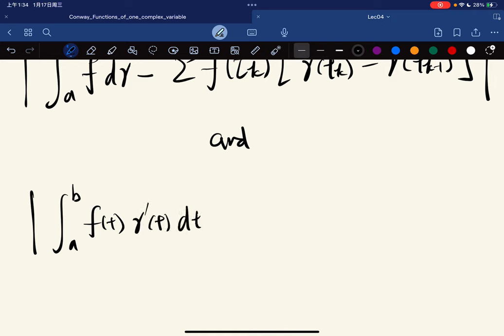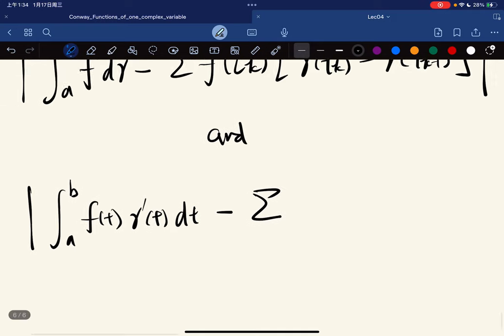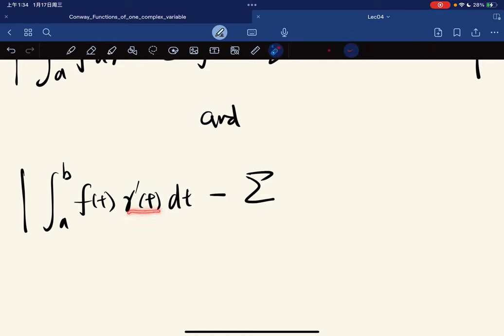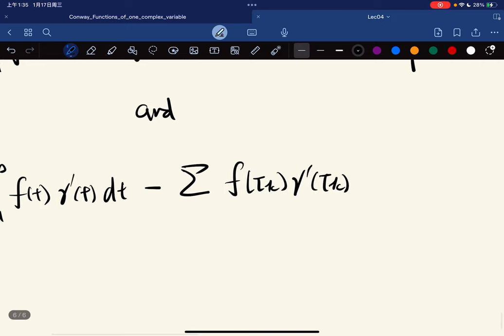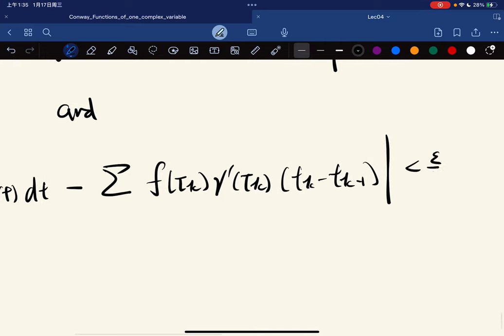Why can we make such a choice? Because gamma is smooth, which means that gamma prime is continuous, and f is also continuous, so the product of continuous functions is also continuous. And this t, like sigma of t equals t, is non-decreasing, so it is of bounded variation. So if you're given a continuous complex valued function and a bounded variation function, then the integral is defined. Okay, let's keep going. This thing is also less than epsilon over 2.